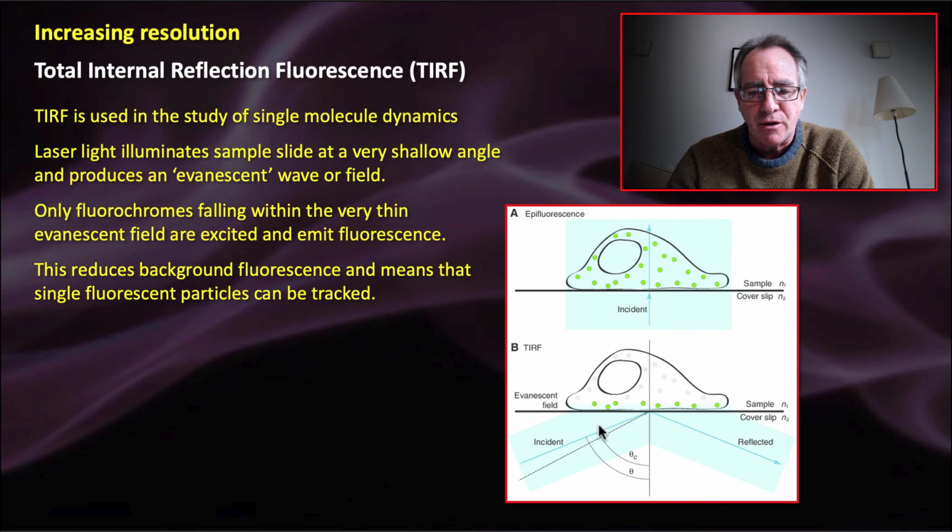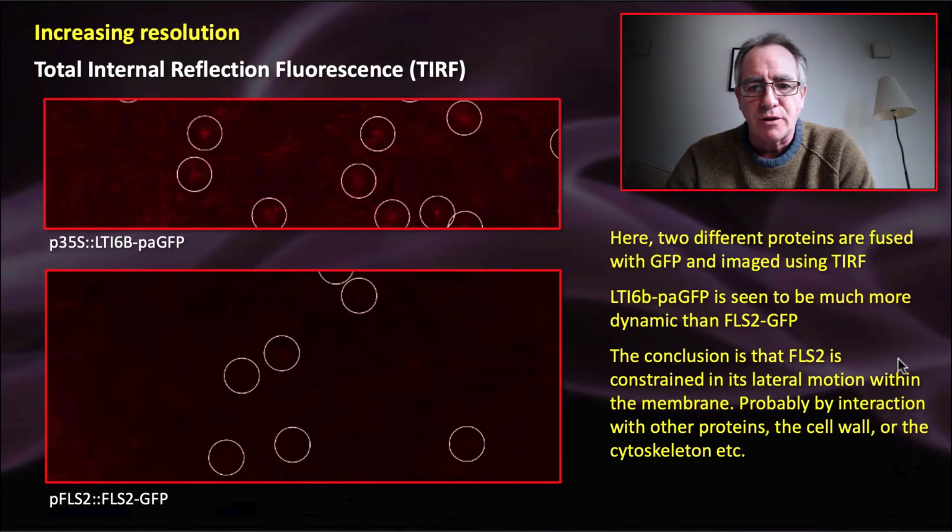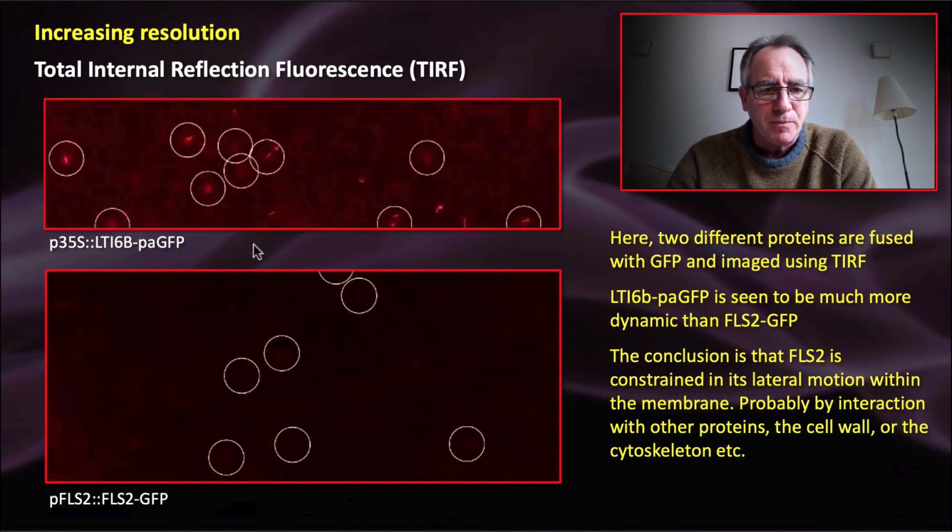to contend with. So using TIRF, fire the light at a steep angle, see fluorescence in a very, very thin layer, and it lets you see very, very small things indeed, right down to single fluorescent particles, single fluorescent proteins. So that's why we use TIRF. Let me show you a real-world example of this. Two different proteins are fused with GFP and imaged using TIRF. The GFP fluorescence appears as white in these movies.